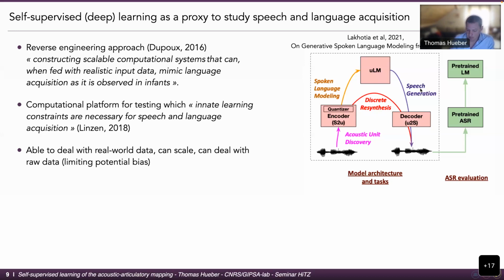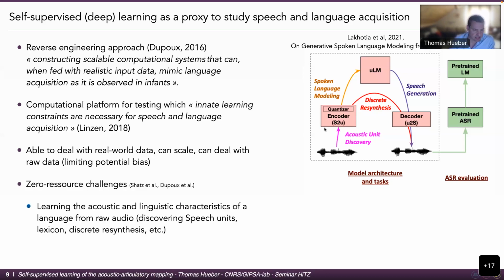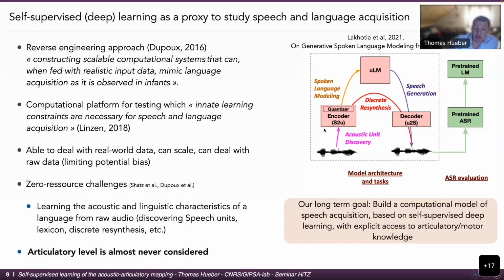But the drawback is that, for now, the articulatory level, so the motor level, is almost never considered in the study. So this is what motivates our new long-term research goal, which is to build some kind of computational model of speech acquisition, based on self-supervised deep learning, in line with this research, but with explicit access to articulatory or motor knowledge.